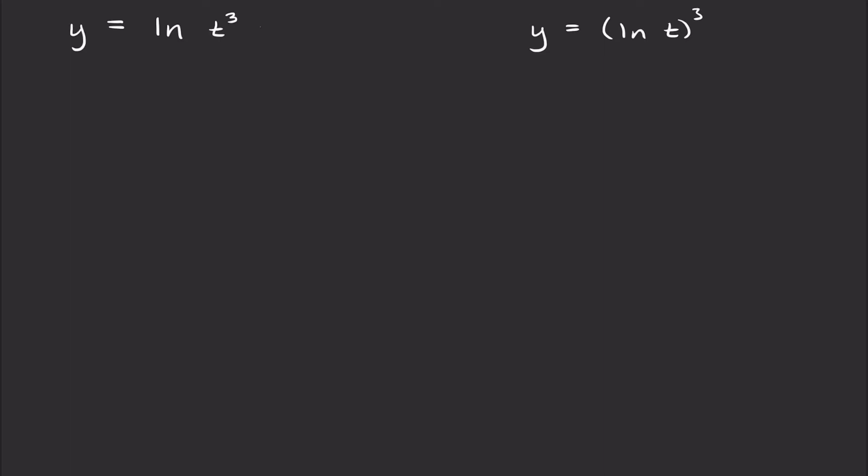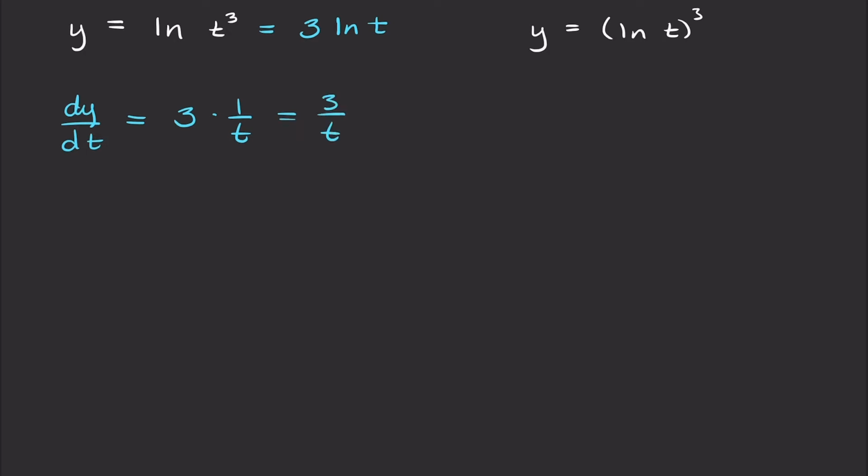So for the first one, we want to use the properties of logarithms. The natural log of something raised to some power is just that power coming out front times the natural log of the original argument. So now if I take the derivative of this, dy/dt, I get just 3 times the derivative of the natural log, which is 1 over t, or 3 over t.